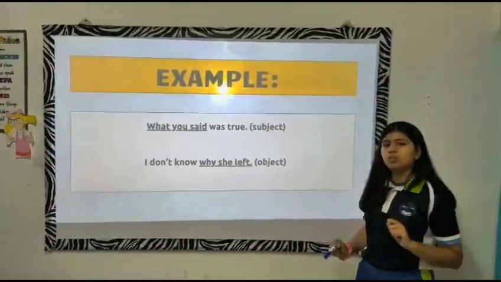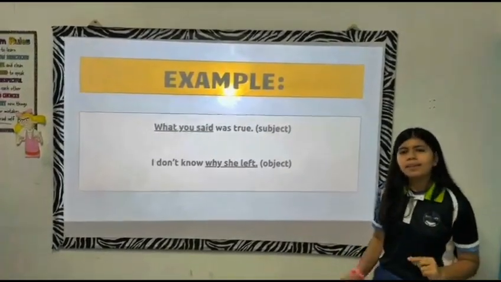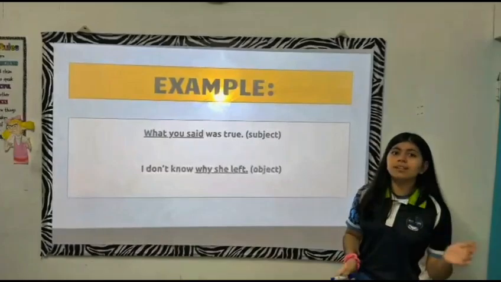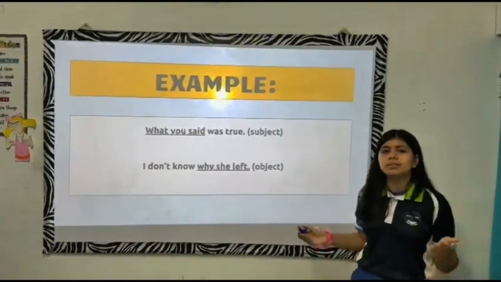What you said was true. The key word is what, and the noun clause will be what you said. And it's a subject because it's at the start, and it's what the sentence is about.